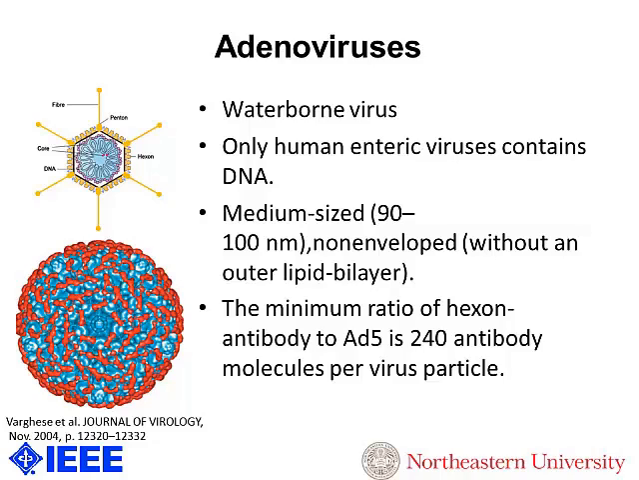Here we are interested in this hexon protein. The minimum ratio of the hexon antibody to the adenovirus is 240 antibody molecules per virus particle. This ratio is very important. I will explain it later in my sensing mechanism.